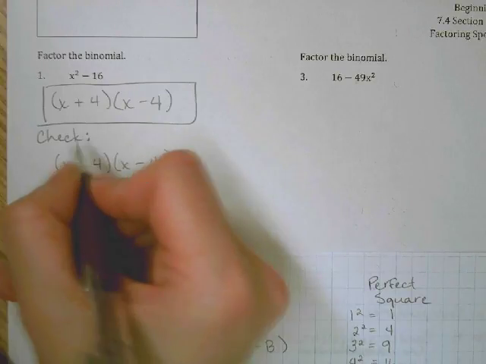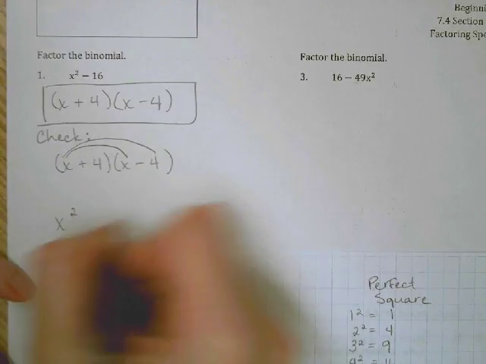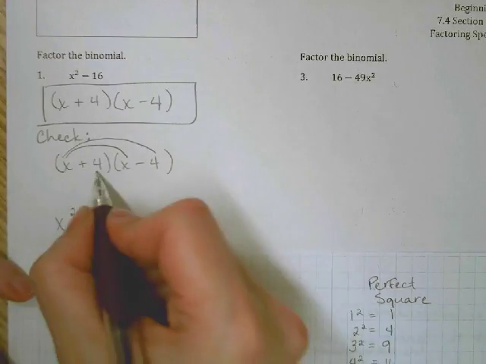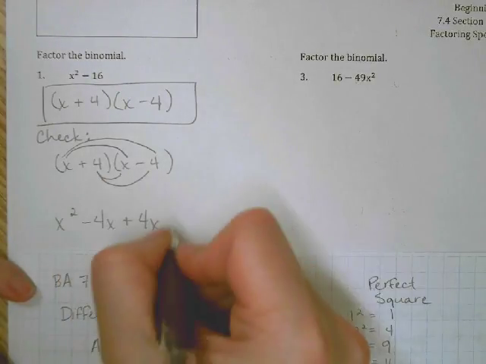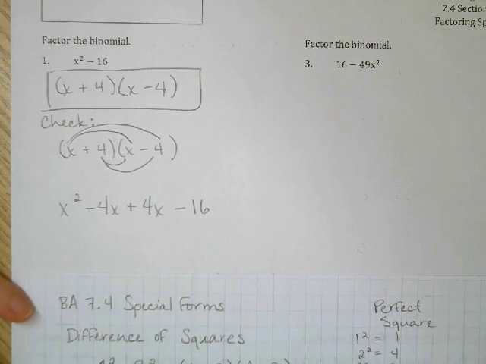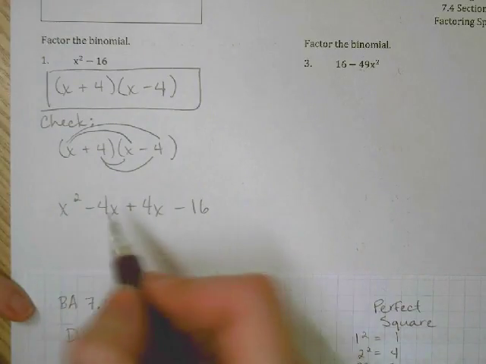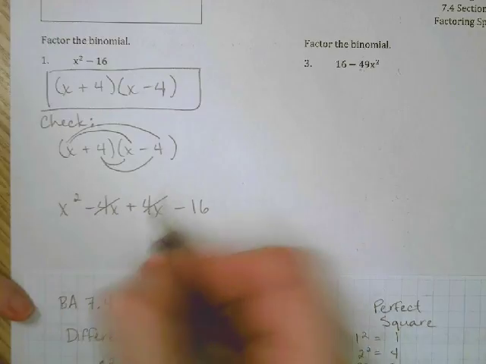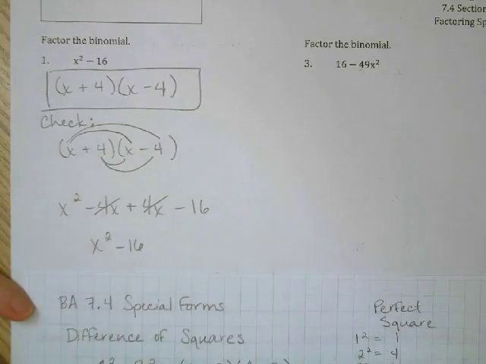We can FOIL or use the box to multiply. So x times x gives us x squared. x times negative 4 gives us negative 4x. 4 times x gives us positive 4x. And 4 times negative 4 gives us negative 16. The reason this pattern works is because when we multiply that out, these two terms, negative 4x and positive 4x, are like terms in this expression. Those add out to 0. So what I'm left with is x squared minus 16, and that is why the difference of squares works.